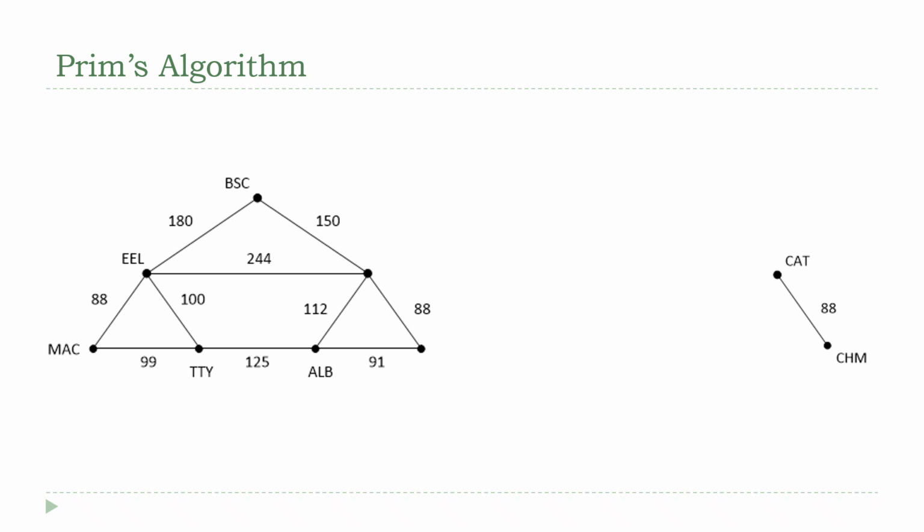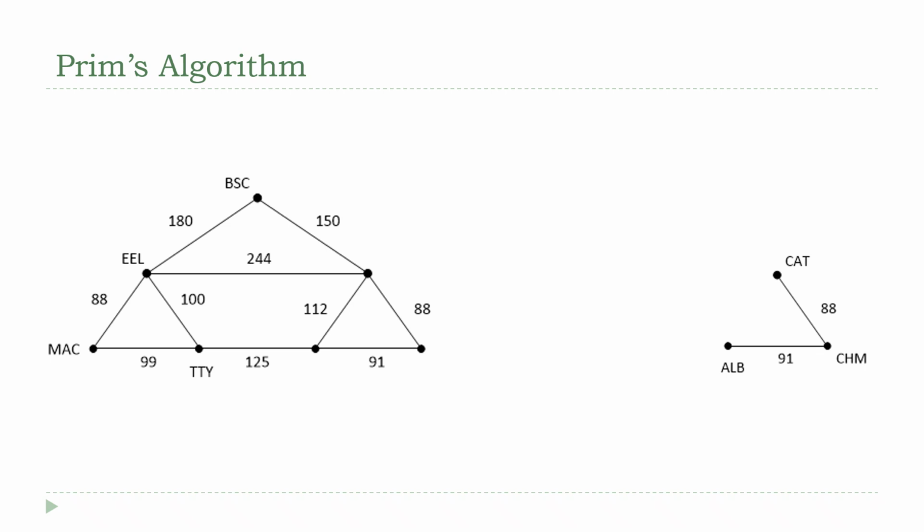Now, we do the same thing. We look at all of the edges coming out of this graph. We're going to look at the 91 to ALB. We're going to look at the 112 to ALB. We're going to look at the 244 and the 150. The 91 to that ALB building is the smallest of the bunch, so that's the one that gets added. And again, I'm going to remove ALB from the original graph.